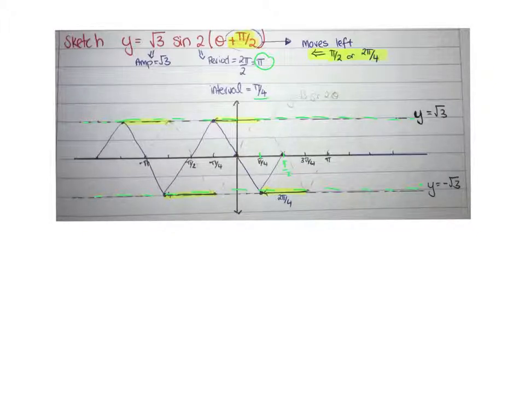Okay, now, I know the normal graph would go through pi. I'm drawing the normal one in green without the movement. And if I went backwards, it would look like that.